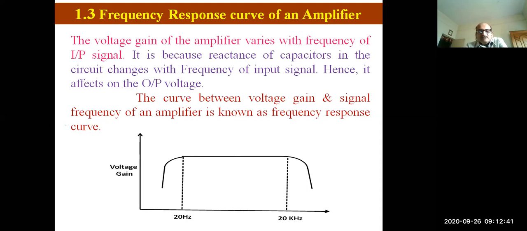Therefore, what can we initially understand by lower cutoff frequency or upper cutoff frequency, or what is meant by cutoff frequency? It is the frequency at which the gain becomes 0.707 of its maximum value. Voltage gain is nothing but output voltage divided by input voltage, Vo divided by Vi.